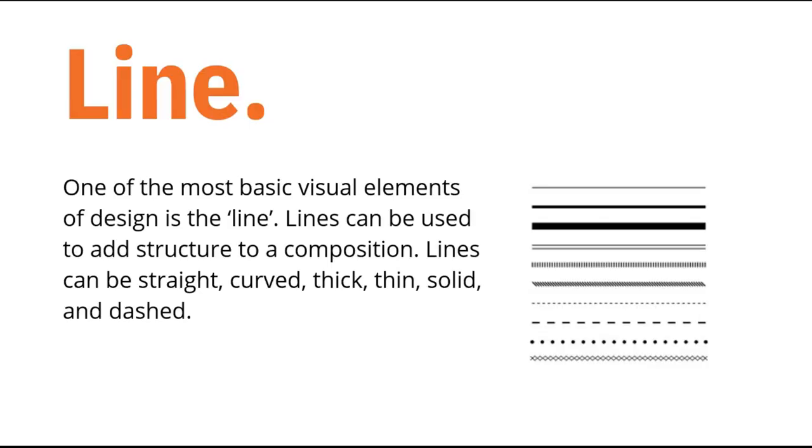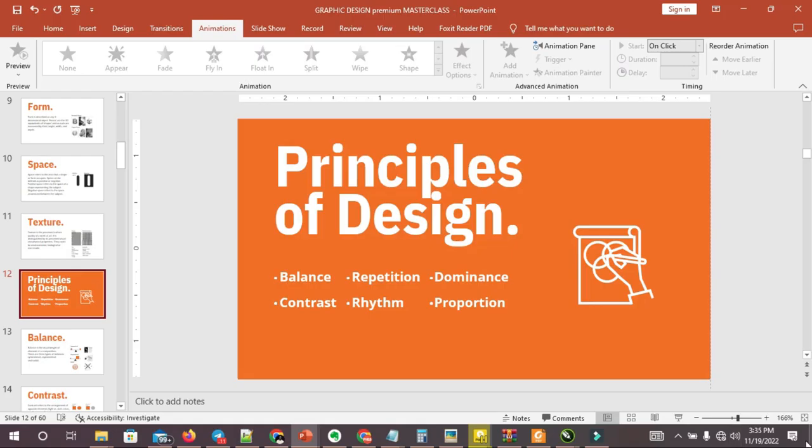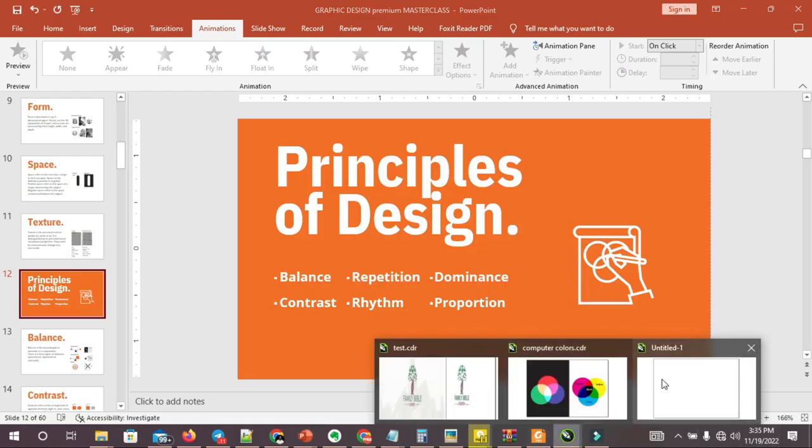Line is one of the most basic visual elements in design. Lines can be used to add structure to a composition. Lines can either be straight, thick, curved, and so on. So let's head over to our CorelDraw now.